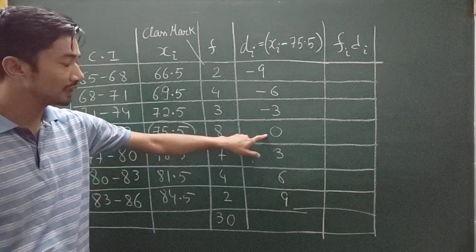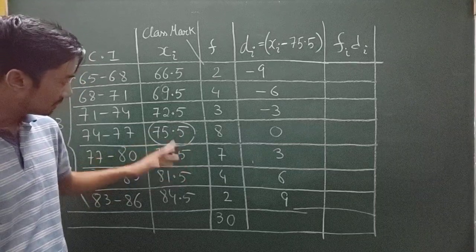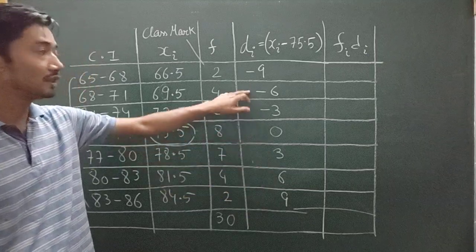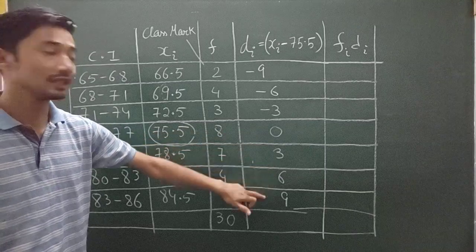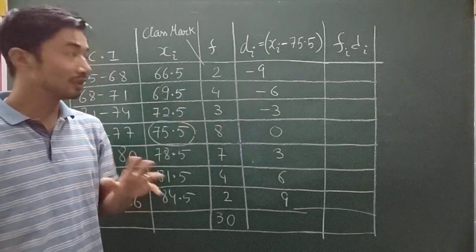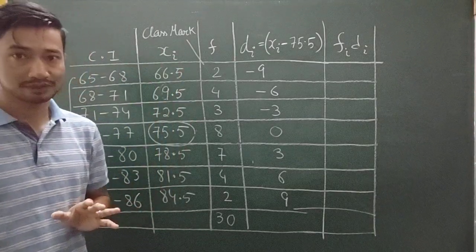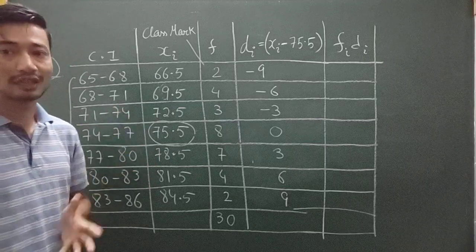will be 0. Then increase by 5, where the values are higher than 75.5. So it's 5, 10, 15. Minus 5, minus 10, minus 15. So here the class width was 3, so 0, 3, 6, 9, minus 3, minus 6, minus 9. Got that? So with that, you will not need to keep calculating, and you can save a lot of time during the exams. But provided, as I say, it has to be uniform and it has to be continuous.